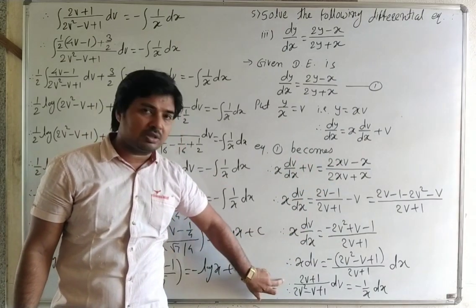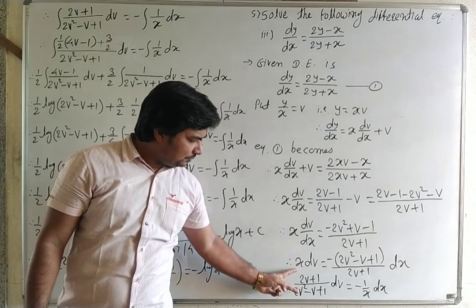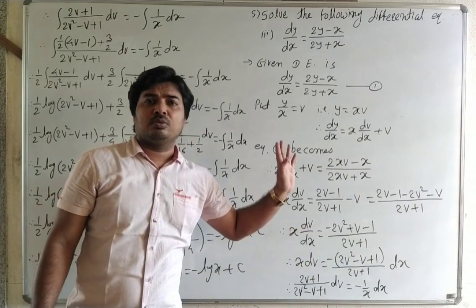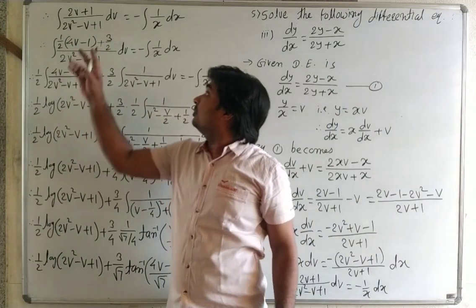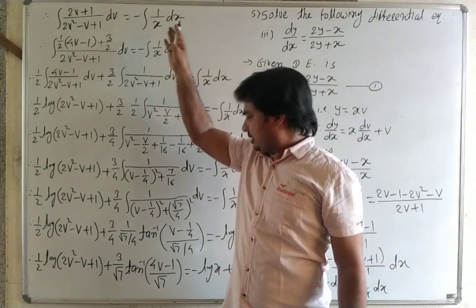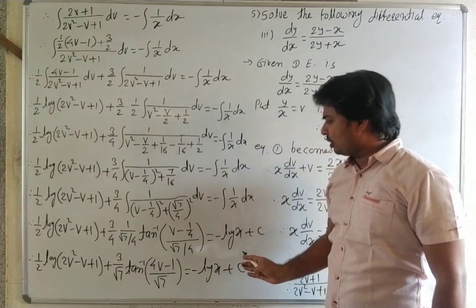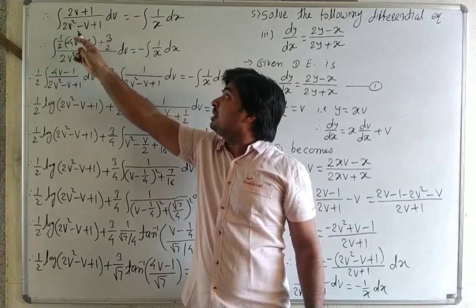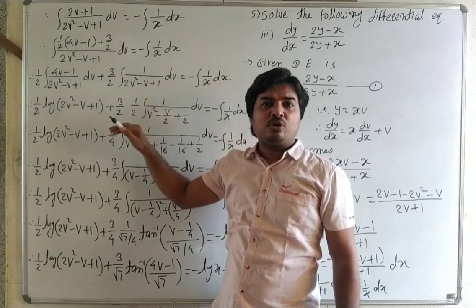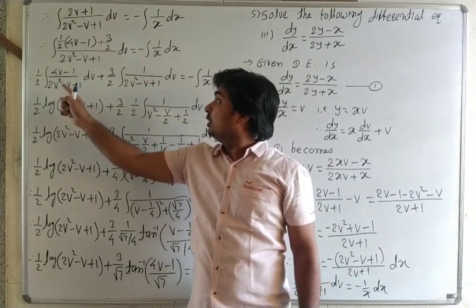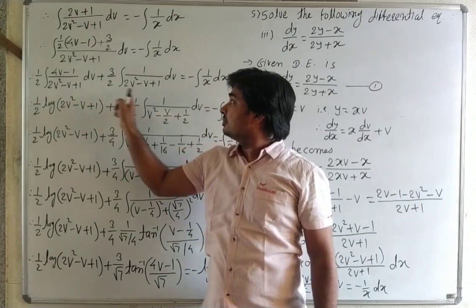We separate the variables, we get two functions in terms of phi and in terms of x. Then we integrate it, and after integration there are two integrals. It is 1 by x, and the integral of 1 by x is log x. But here it is a linear function upon a quadratic function. So we adjust the derivative of the quadratic function in the linear function. Then we get the two integrals.